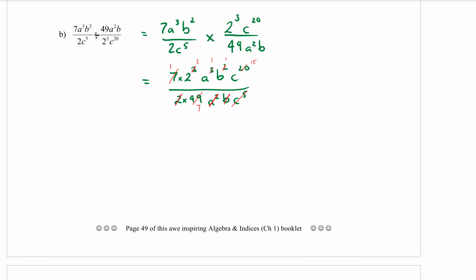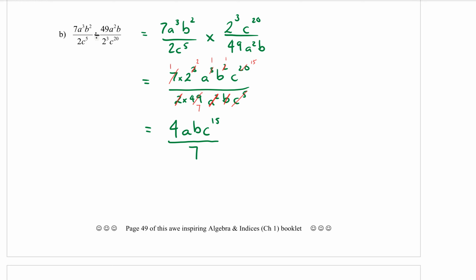Then we write down what is left. On the top, 2 squared. I think it's now safe to say we can write that as a 4 now. We're not going to be able to simplify that anymore. 2 squared is 4. I have a to the power of 1, b to the power of 1, and c to the power of 15. You don't need to write the powers of 1, right? On the bottom, the 49 cancelled down, and we just have a 7 left there on the bottom. Everything else has cancelled off.